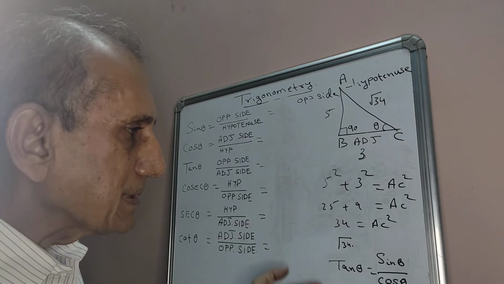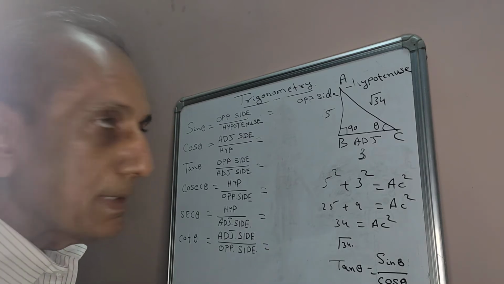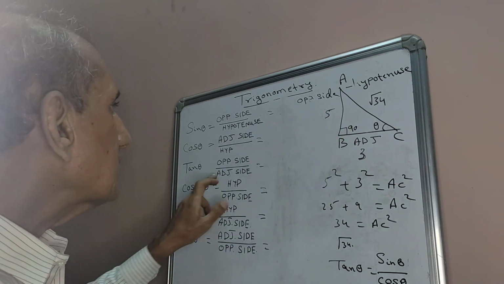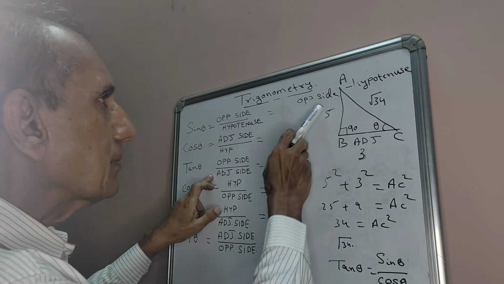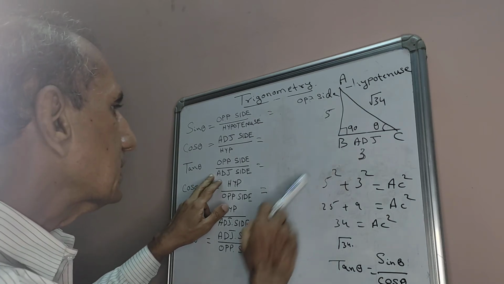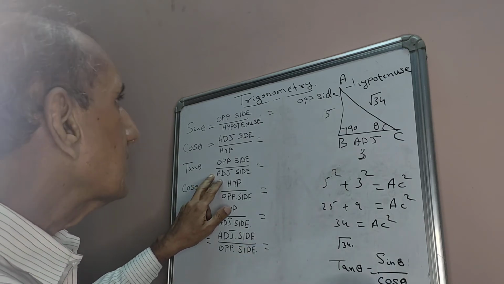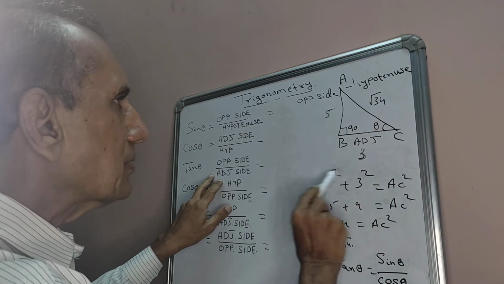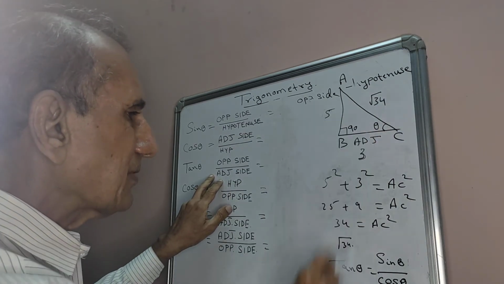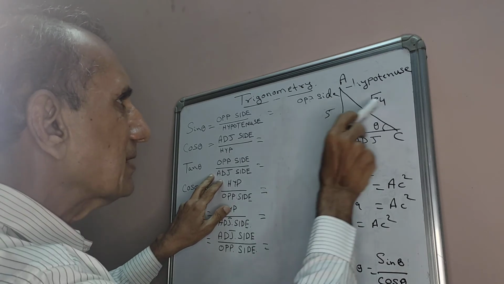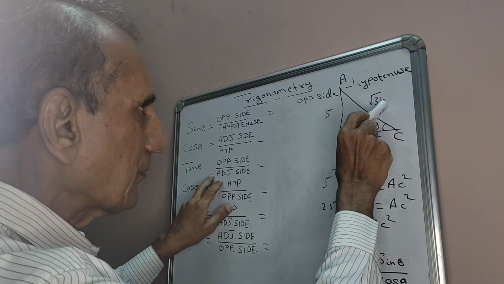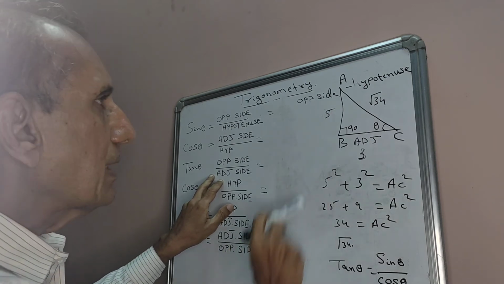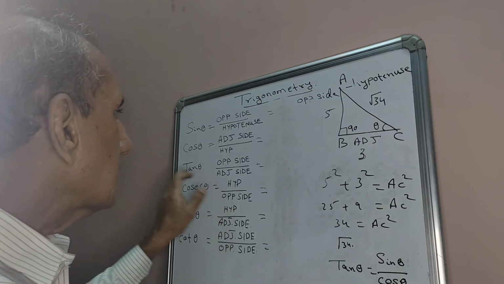You can make a note of these things also. You can check also. It turns out to be true. So tan theta is what? Opposite by adjacent. So that is sin theta by cos theta. What is sin theta? Here 5 by root 34. What is cos theta? Root 3 by root 34. So if I divide both, 5 by root 34 divided by root 3 by root 34, root 34 gets cancelled. I get 5 by 3. And that is nothing but tan theta.